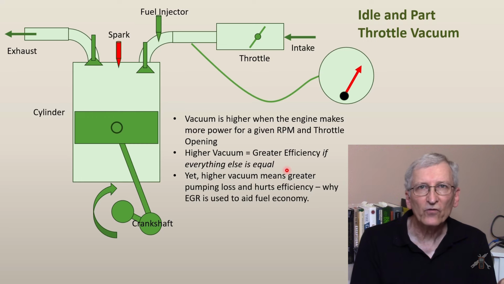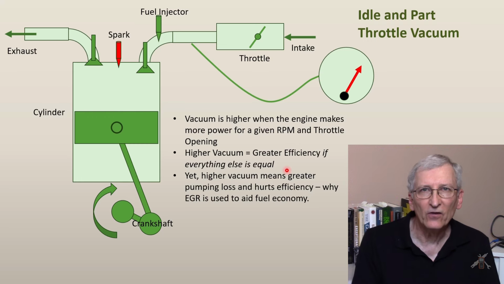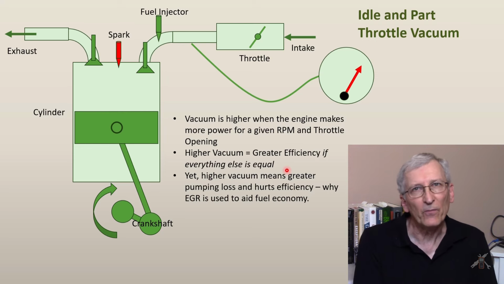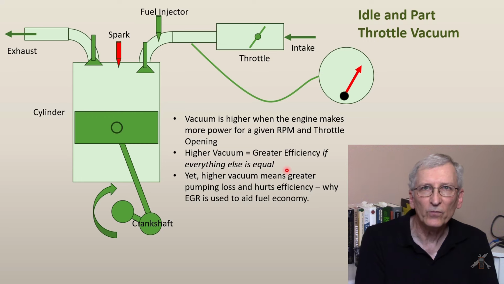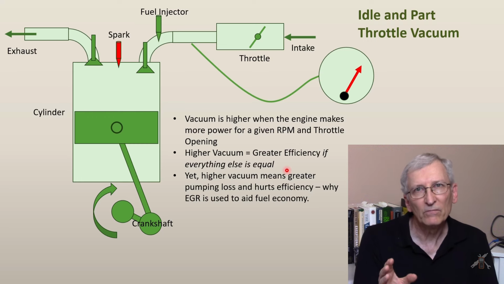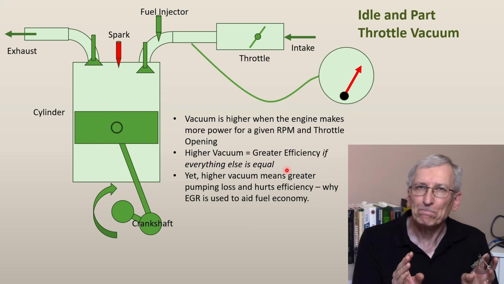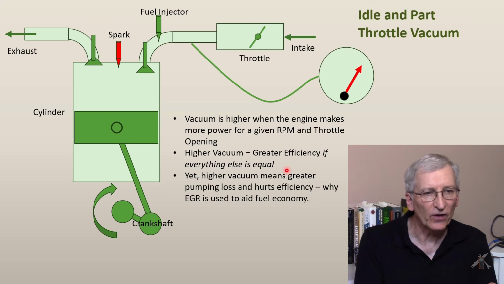Higher vacuum means greater efficiency if everything else is equal. If you change gears and put the engine in a different load state, then the maximum vacuum in that gear would typically be the most efficient. Today in computerized engines, a lot of them have fuel economy meters and you can tell, but vacuum was a really good indicator of where things stood.